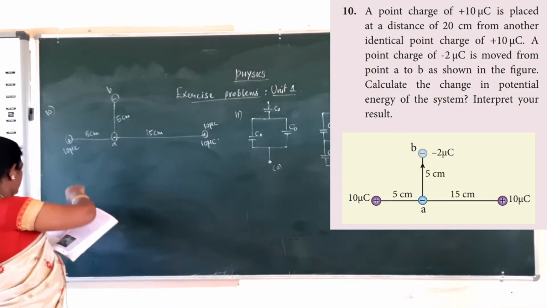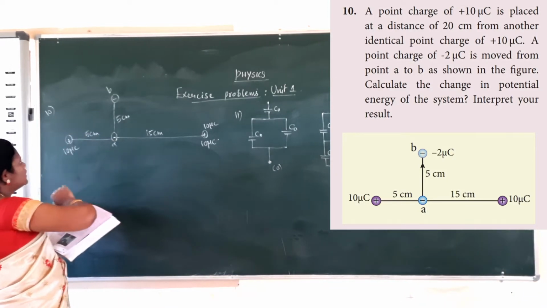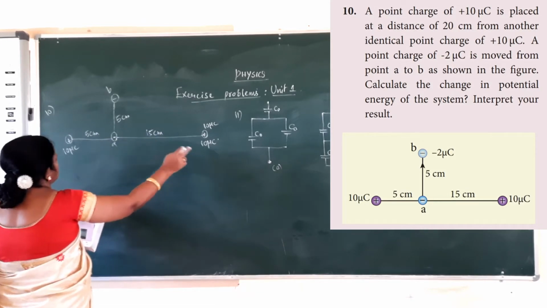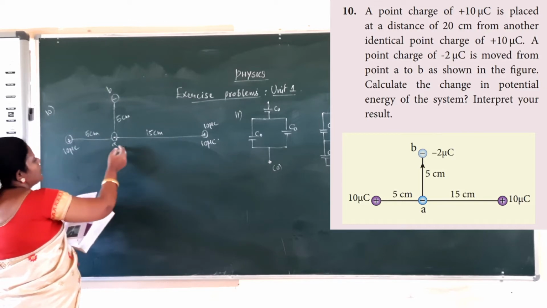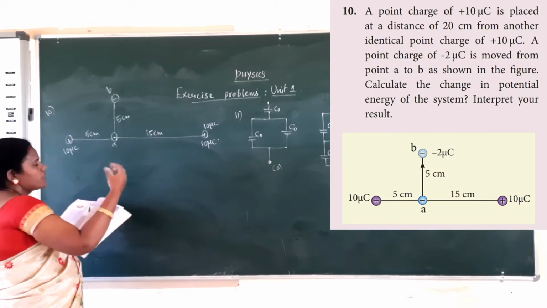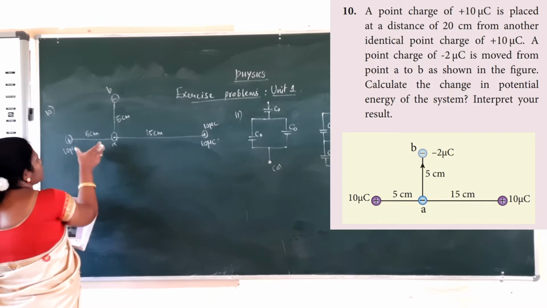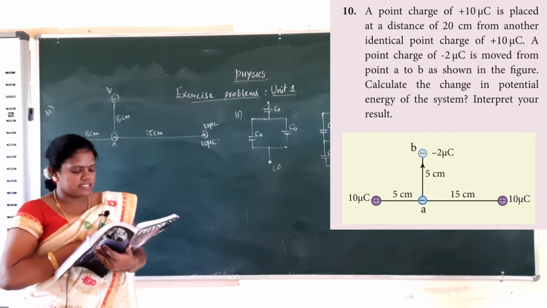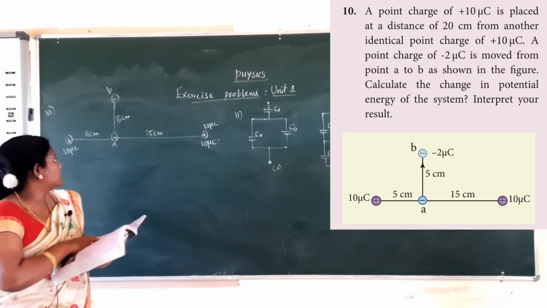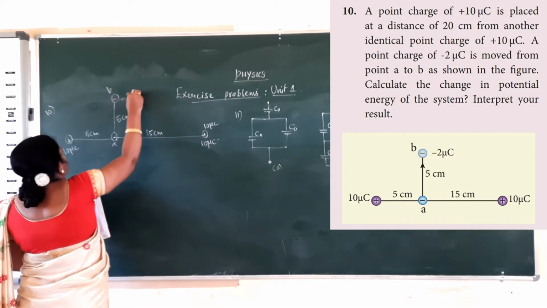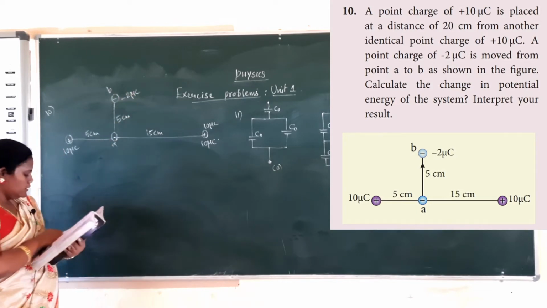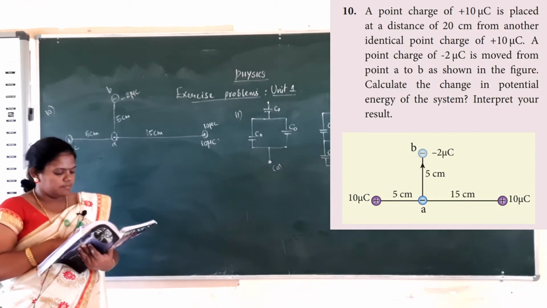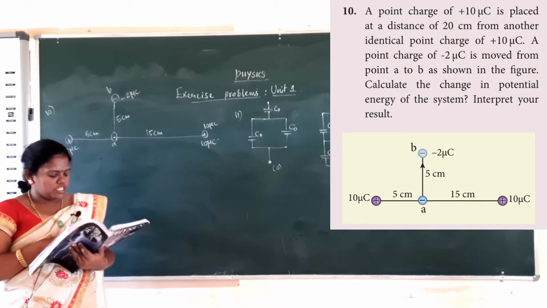Actually, one diagram is there. One charge of 10 microcoulomb and another 10 microcoulomb are separated by 20 centimeter. We decide one point in between the 20 centimeter, so 5 centimeter and 15 centimeter. Then the identical point charges are 10 microcoulomb, and the point charge is minus 2 microcoulomb, which is 5 centimeter away. Calculate the change in potential energy of the system.